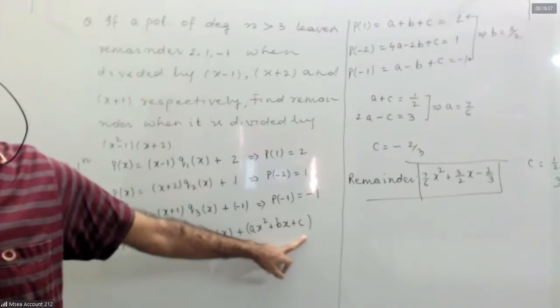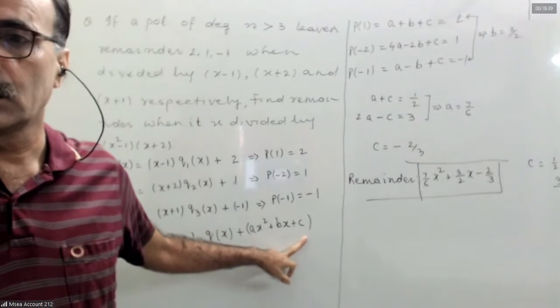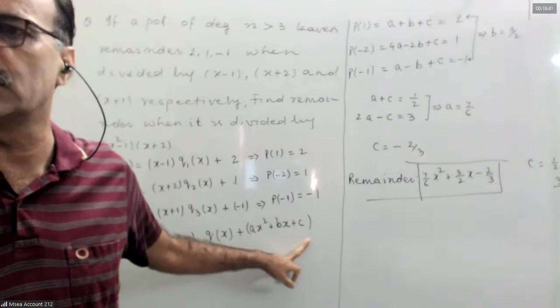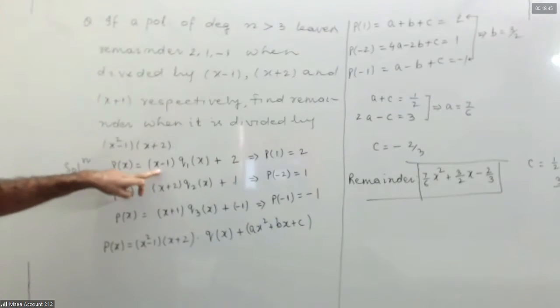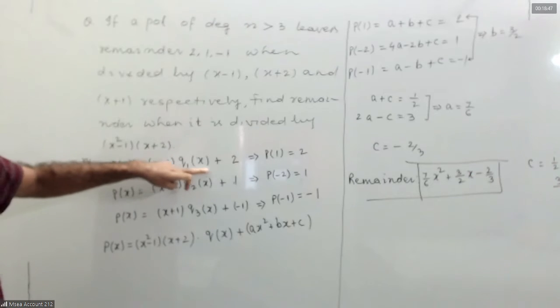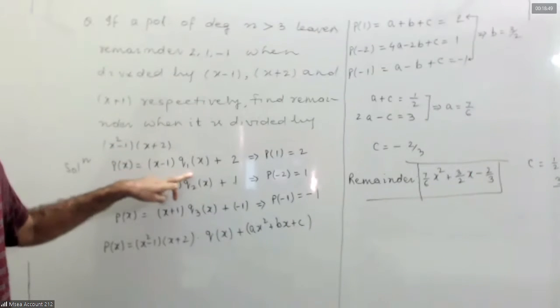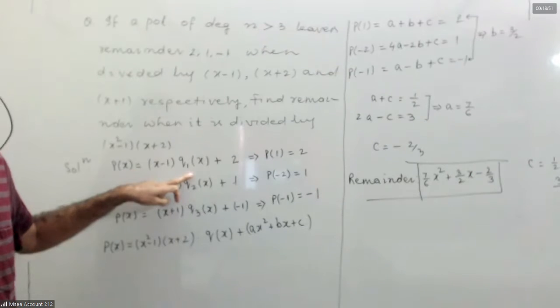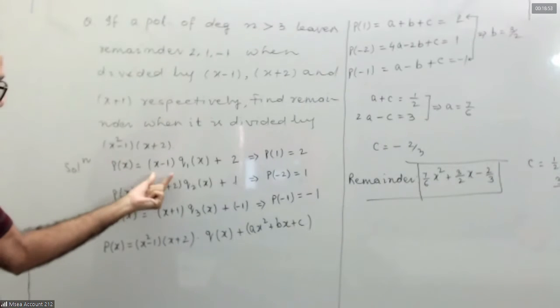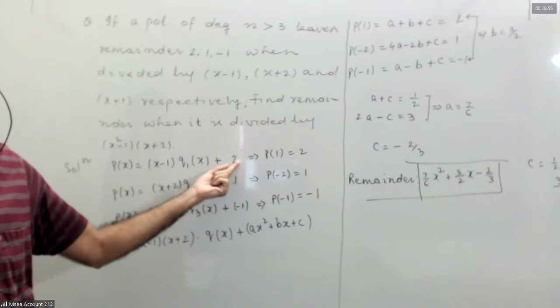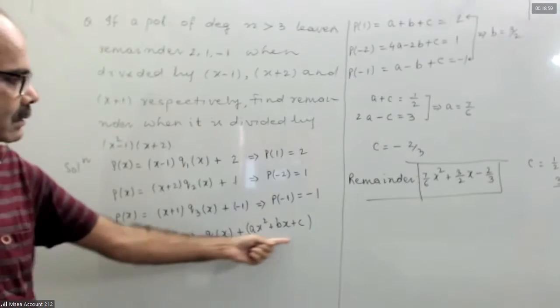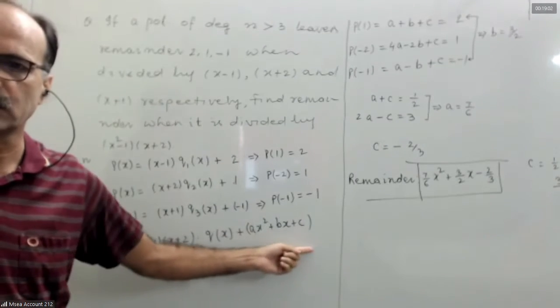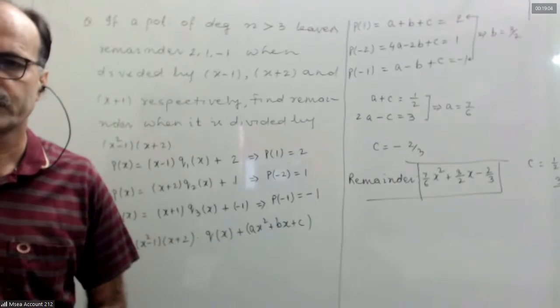To find the values of A, B, C, we want 3 linear equations in A, B, C. So we are putting 1 here. If we put 1, then this whole part will become 0. So we get the value of the whole polynomial at 1, and we will get the equation in A, B, C. Understood.